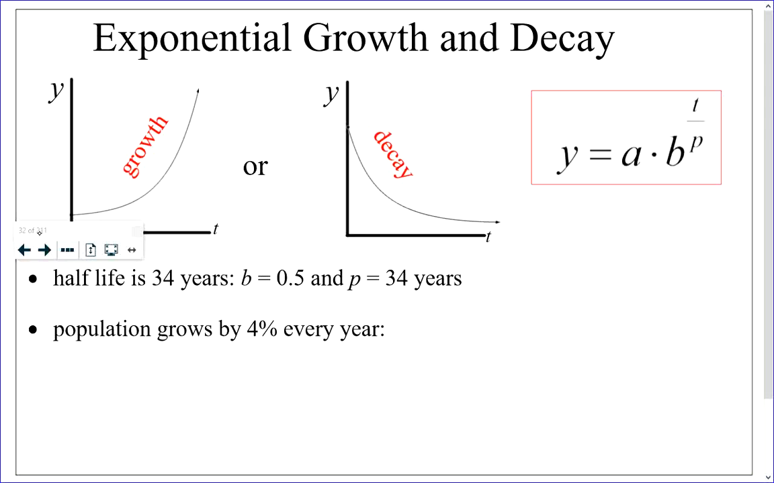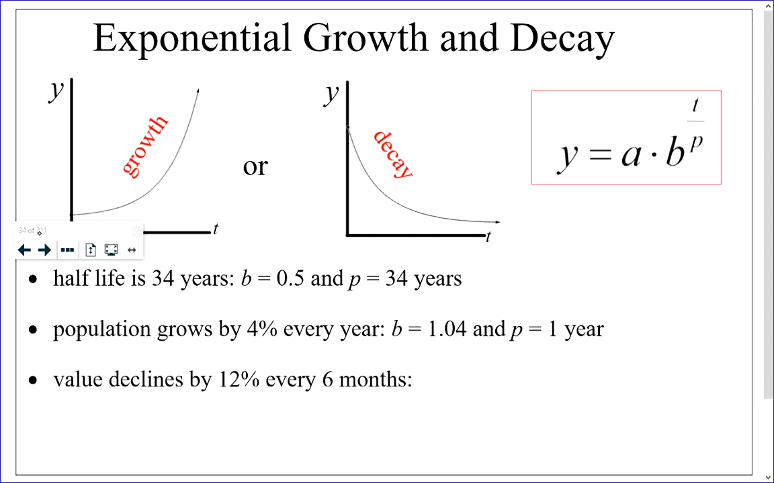If the population is growing by 4% every year, this is one of these ones that's just pretty obvious. Since it's every year, P is 1. And since it's growing by 4%, 4% added to 100% is 104%, which is 1.04.